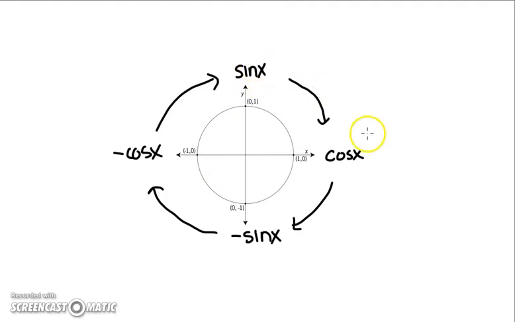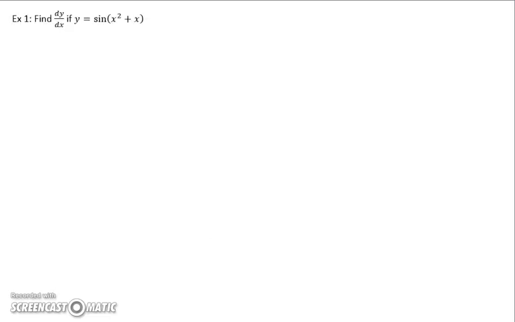So derivative of sine is cosine, derivative of cosine is negative sine, derivative of negative sine is negative cosine, derivative of negative cosine is sine. So that's a neat little way to remember with your positives and negatives, because those can get a little cumbersome. So let's look at a couple of examples.